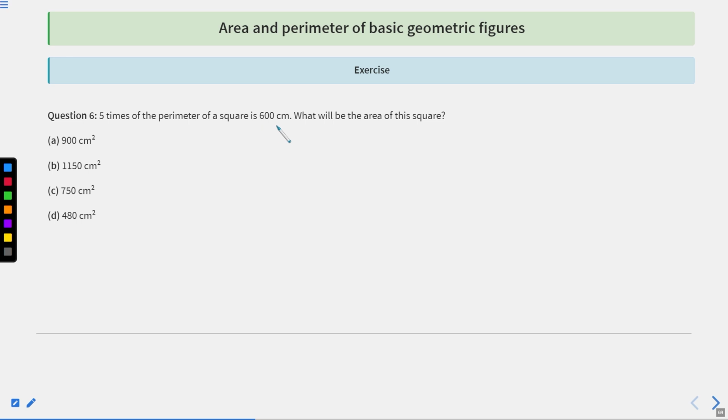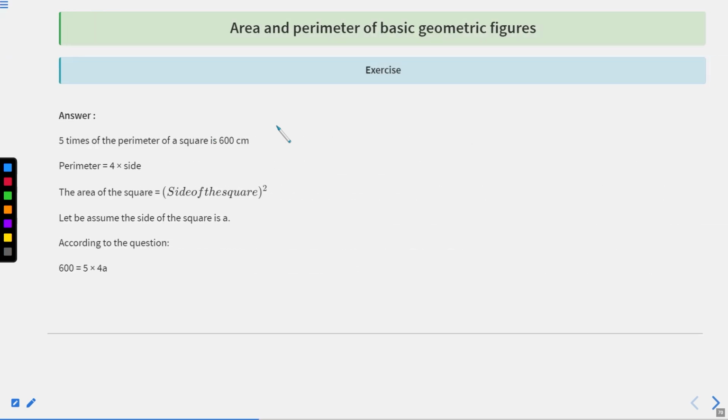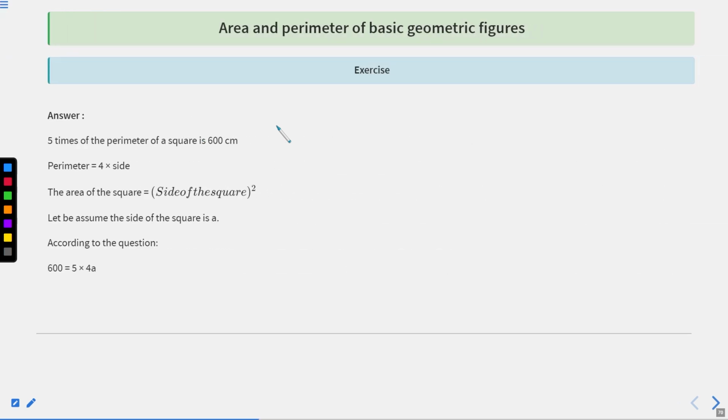So what will be the area of this square? 5 times the perimeter is 600. The perimeter of the square is 4 times side, and the area of the square is side times side. So let us assume the side of the square is A. According to the question, 5 times the perimeter is equal to 600. That is given to us in the question.